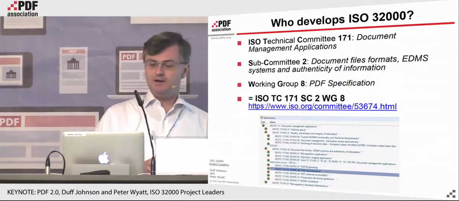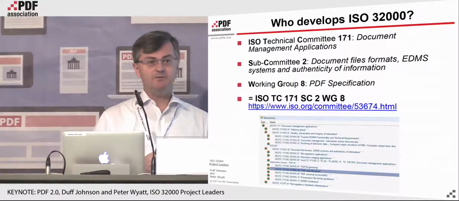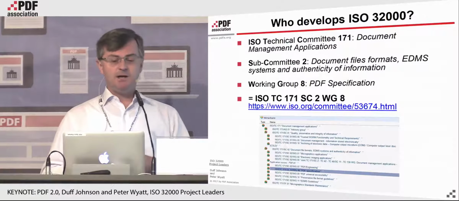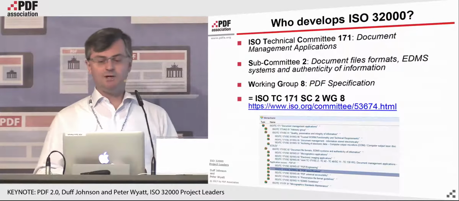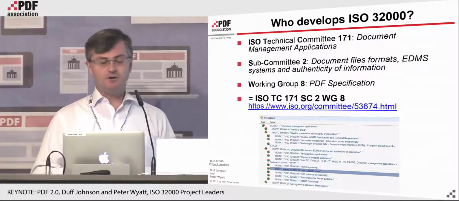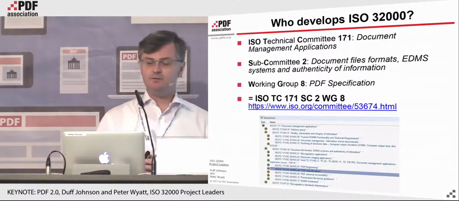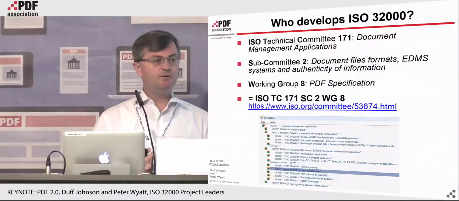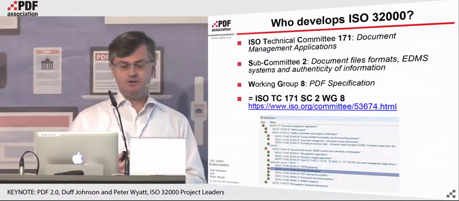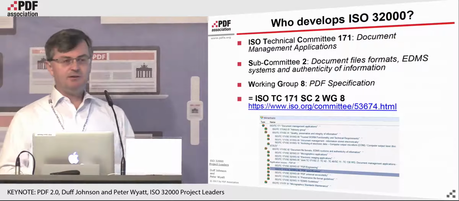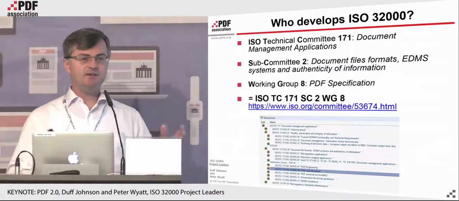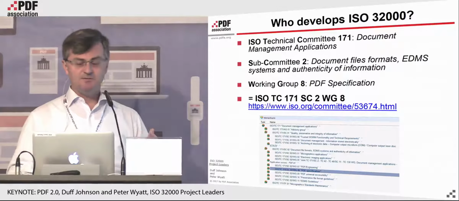So who developed 32000? As Thomas indicated, we have a number of international guests, including myself, here this week. It's developed by ISO Technical Committee 171, the Document Management Applications Group. Subcommittee 2, covering document file formats, pretty much covers PDF and a few other things, EDMS systems and authenticity of information. And we're part of Working Group 8, the PDF specification. In the bold there, you can see our little acronym that we use, ISO TC 171 SC2 WG8. And that's how you decode these ISO phrases.